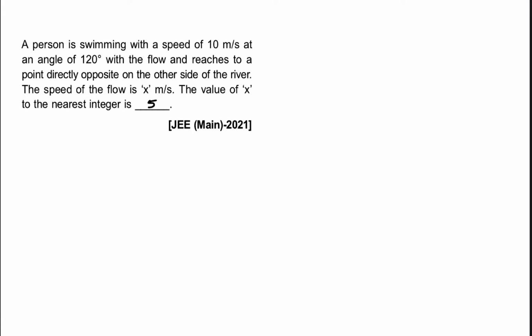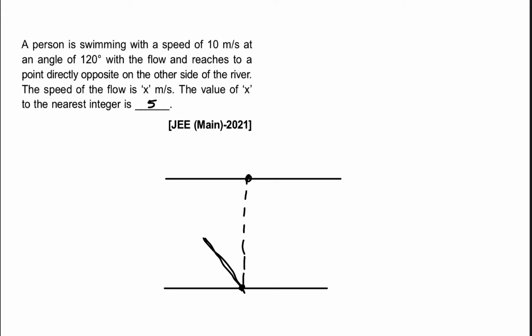Okay. Next question you can observe. A person is swimming with a speed of 10 meter per second at an angle of 120 degrees with the flow and reaches the point directly opposite on the other side of the river. The speed of the flow is x meter per second. The value of x is equal to how much? This is also a direct question from the formula based only.